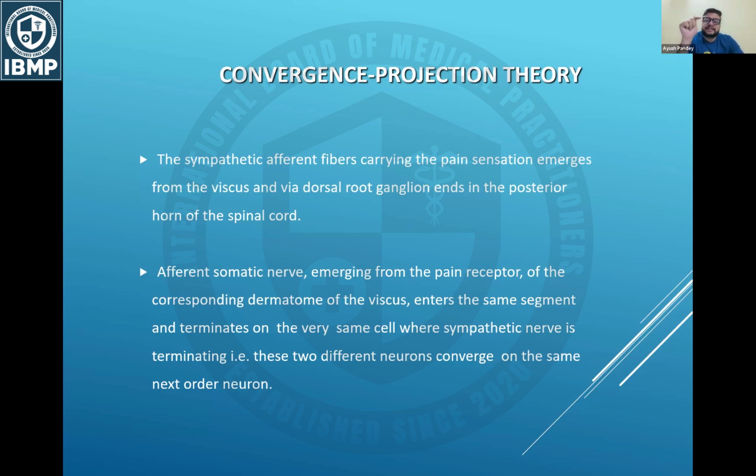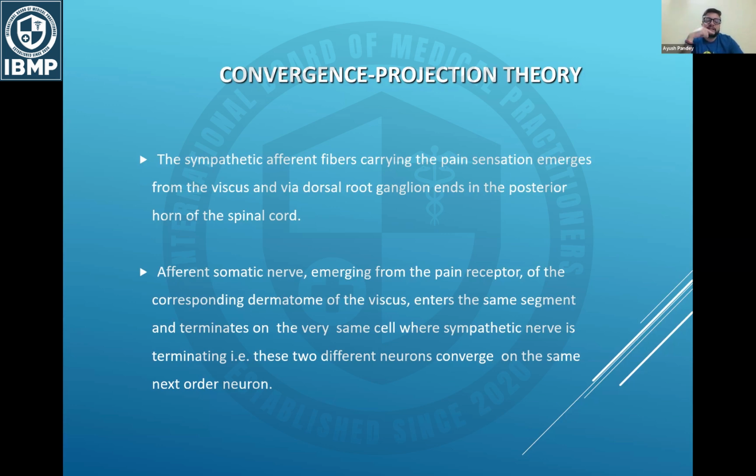So the pain signals coming from the skin or muscles, that is the somatic nerve, from the same dermatome also enter the spinal cord. And where do they enter? They enter at the same segment where the visceral afferents entered. So they terminate on the same second order neuron where visceral fibers also end.